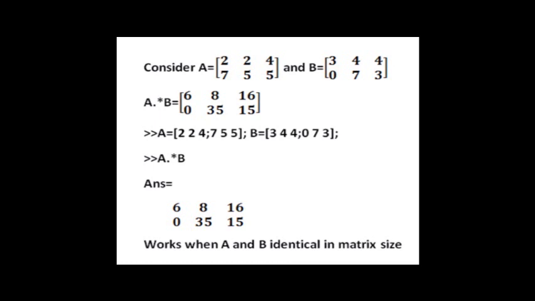Now go to the MATLAB command prompt, enter matrix A, then enter matrix B. At this point, the two MATLAB statements are separated by a semicolon. This is MATLAB syntax. You can write them in one line, you can write them in two different lines. It is up to you. Then call A dot star B, press enter, and you will see the result. Once again, this operation is possible if both matrices are identical in size, otherwise not.